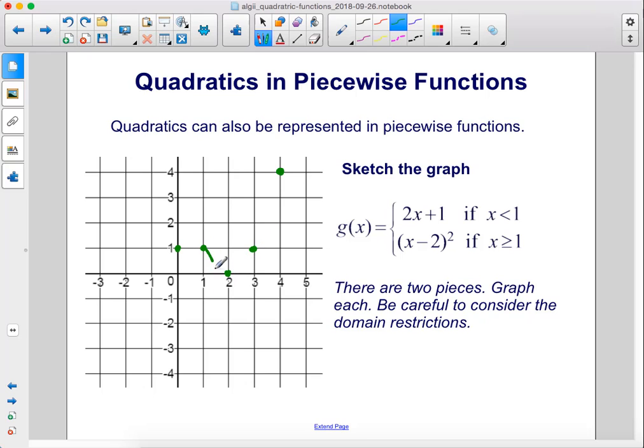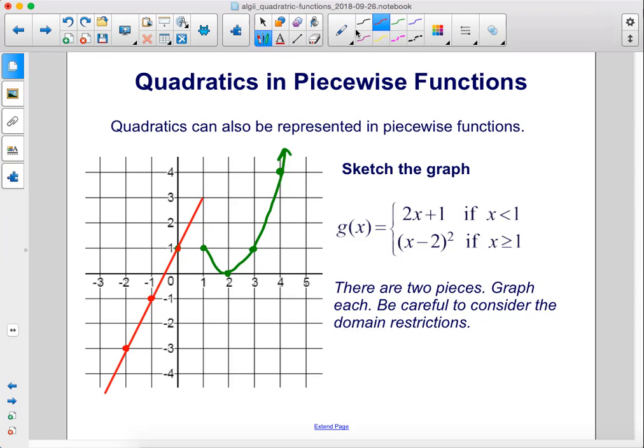Let me draw that again. So this parabola is going to look something like this, but this is a line. So let's go ahead and figure out this line. If x is negative 1, that would qualify in this rule. 2 times negative 1 is negative 2, plus 1 is negative 1. So that would be here. If x is negative 2, that would be negative 4 plus 1, which is negative 3, and so on. So if we draw our line that connects these dots, it would look something like this.